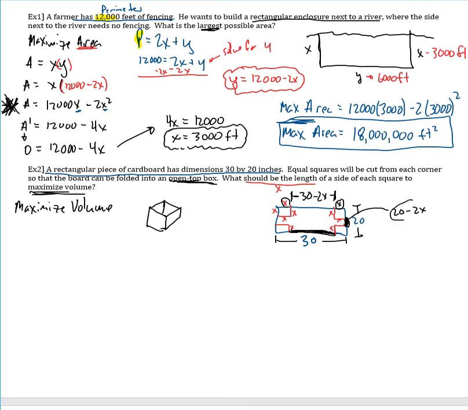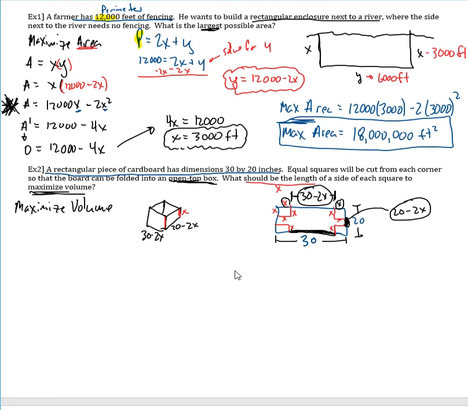Okay, so let's circle these. These are the dimensions of the base. This one we're going to say is the 30 minus 2x, and this one is the 20 minus 2x. And then the x portion on our red here is the part that got folded up. So these are the pieces that got folded up. So that's x.